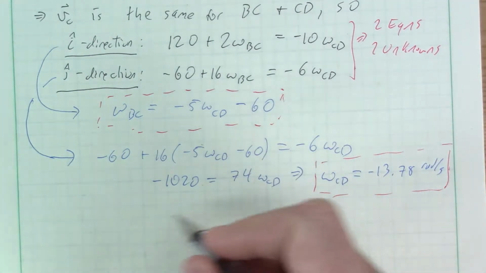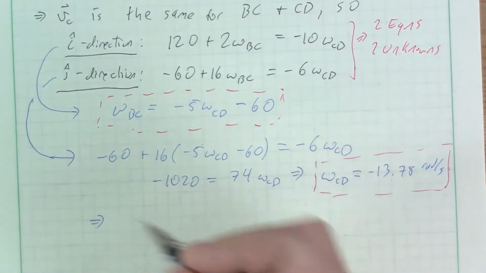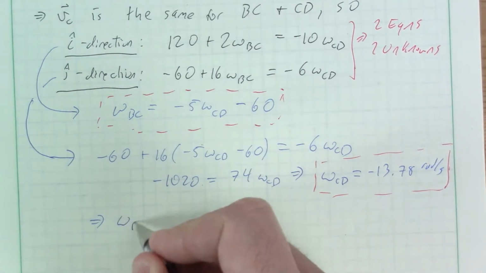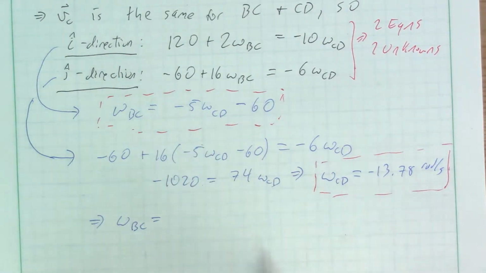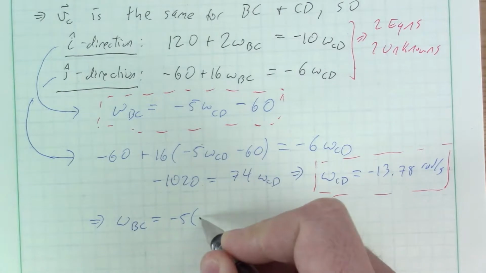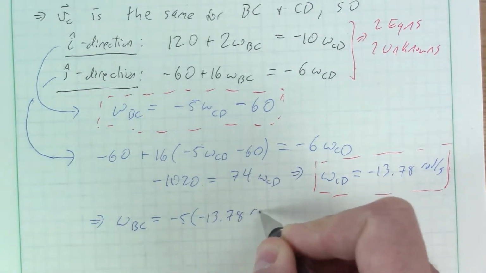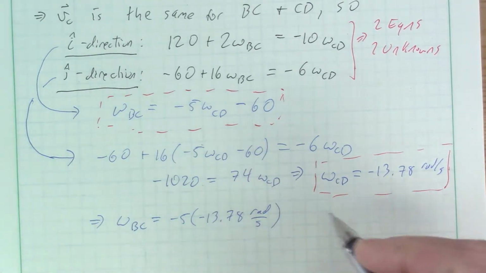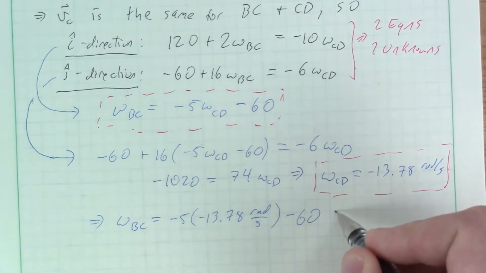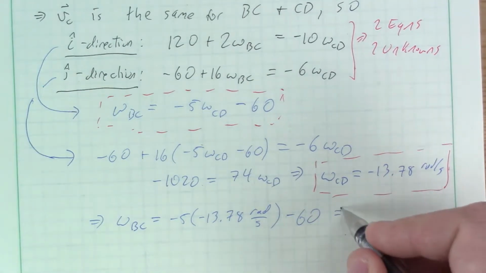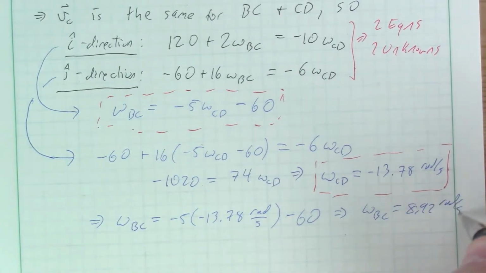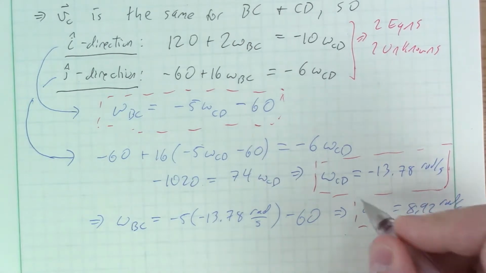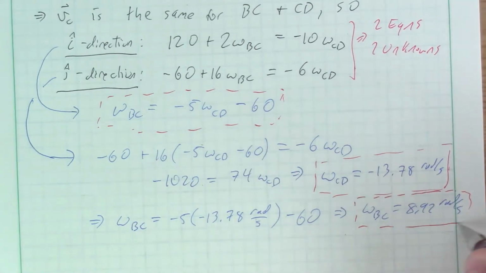None of these are what we're actually determining as a final answer here. Omega BC, we're just plugging into our relationship that we found up here. Now that we know omega CD, it's going to be minus 5 times minus 13.78 rad per second that we just determined for the CD rotation, minus 60. This is omega BC equals 8.92 rad per second positive, right? As we discussed, at least that was my intuition. Okay, so that's positive. Not as big.